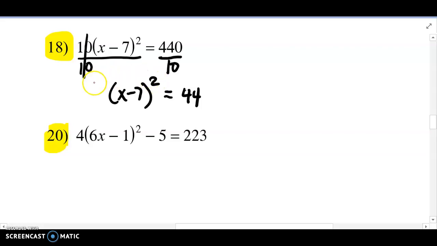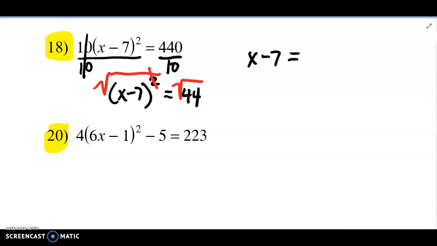Okay, now I can undo that square by square root, both sides. That gives me x minus 7 equals the square root of 44, which is not a perfect square, so let's punch that in our calculator. And we can round it at this point too. That's going to give us 6.6, so I'm going to say plus or minus 6.6.